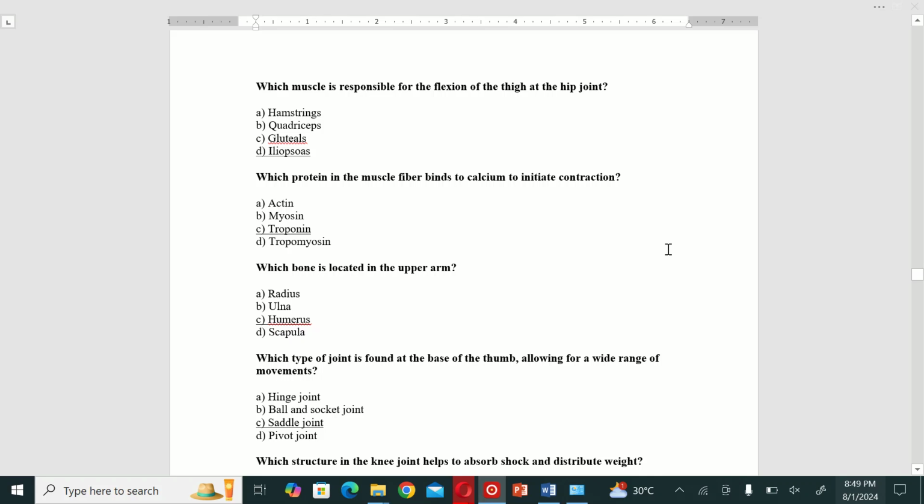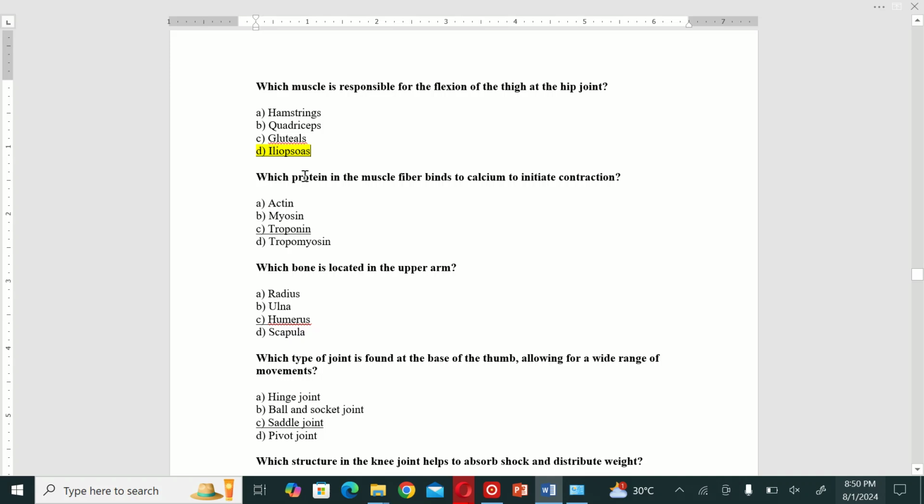Let's get started. The first MCQ is: which muscle is responsible for the flexion of the thigh at the hip joint? A. Hamstring. B. Quadriceps. C. Gluteals. And D. Iliopsoas. So the correct option is D.